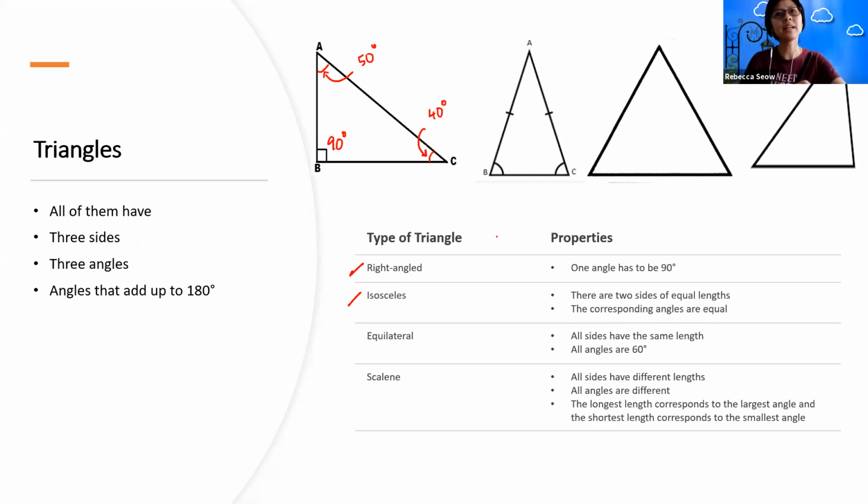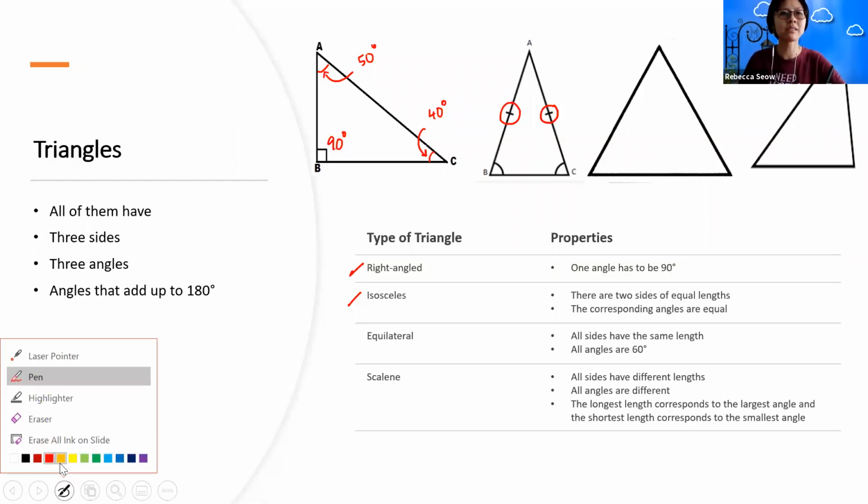Isosceles triangle tells you that there are two sides of the triangle that are of equal lengths. So it is indicated by a stroke here. The stroke tells you that line AB has the same length as line AC, and its corresponding angles are the same. Now, how do we determine what the corresponding angles are?